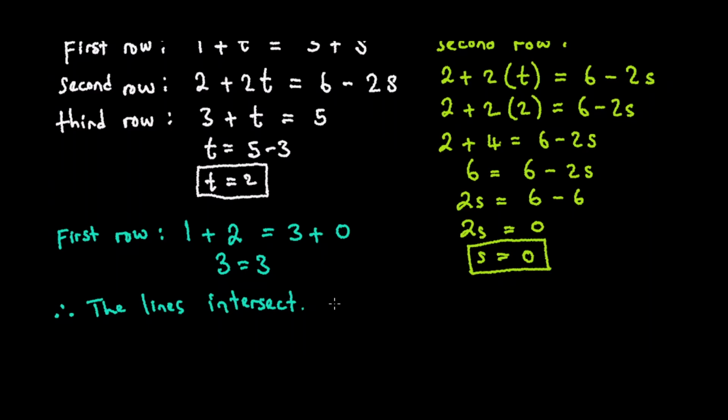We test on all three equations: first row equation, second row equation, third row equation. t and s should not necessarily be equal to each other, but they should be in such a way that if we applied them consistently throughout the three equations, they are always going to balance off the equations. Got it? Let us do another question.